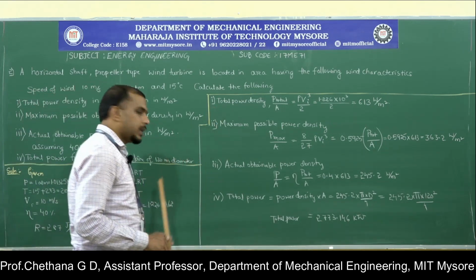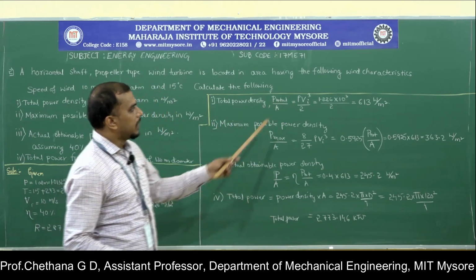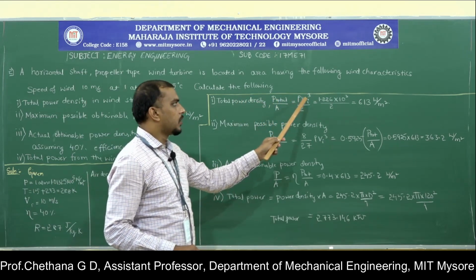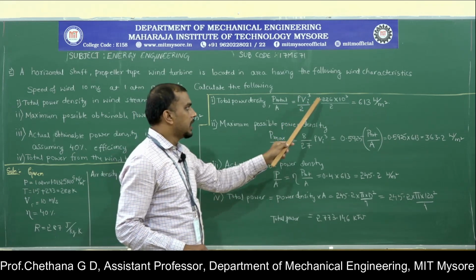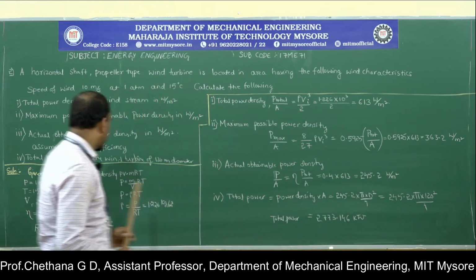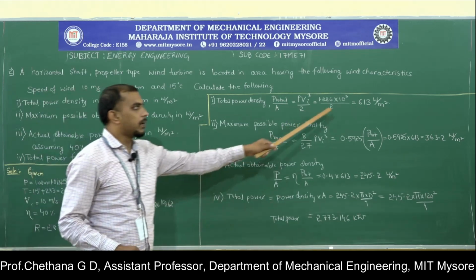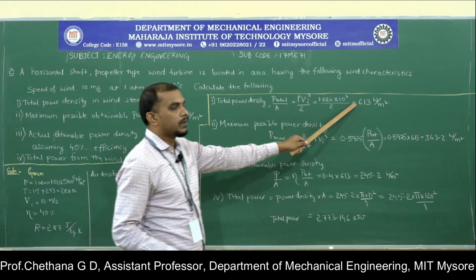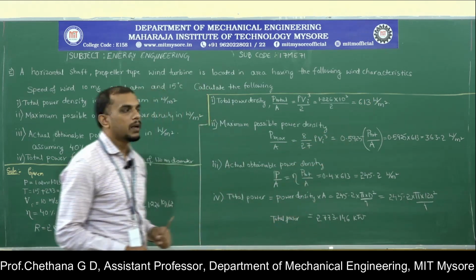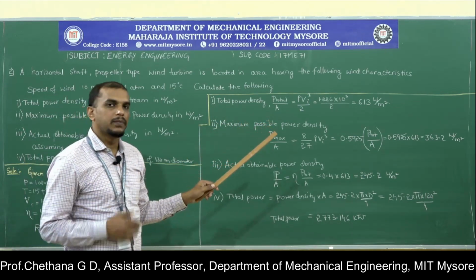Next, we did this because we wanted the density value here. So we got the density. Now go for total power density, P total by area, that is rho Vi cube by 2. Now rho we have 1.226, and Vi cube, velocity of the wind is given as 10 meter per second. So 10 power 3 divided by 2, you get the total power density as 613 watt per meter square. Total power density means the power density which is there in the wind.